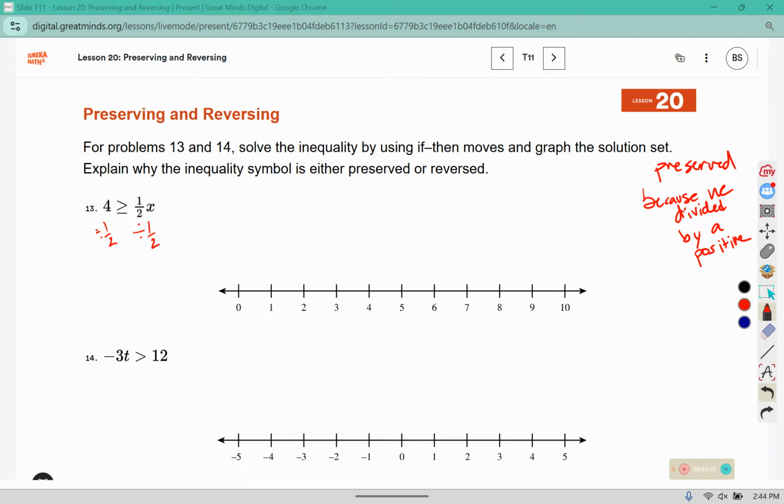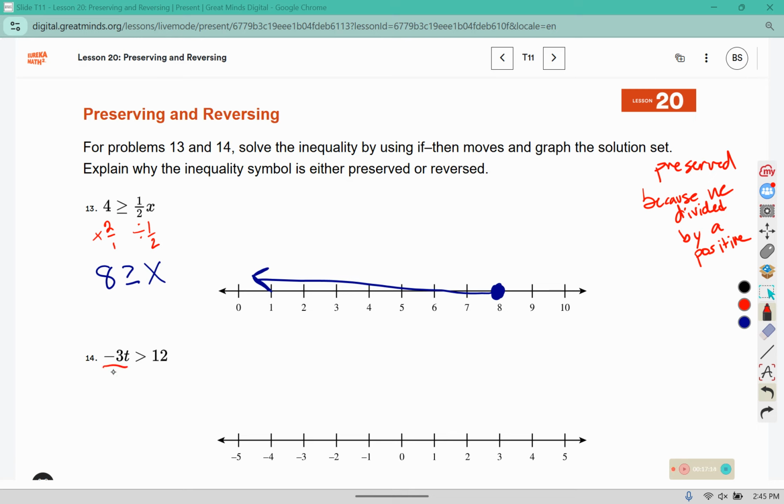So 4 divided by 1/2. Remember, you can think of that as multiplied by the flipped over version. So 4 times 2 over 1, or 4 times 2, would give us 8. The symbol's preserved, so don't switch it around. And then the half divided by a half would just leave us with the x. So we put a closed dot on 8, since it's got that underline. And this is saying 8 is bigger than x. So that means x is the smaller of the two, so we're pointing to the left.